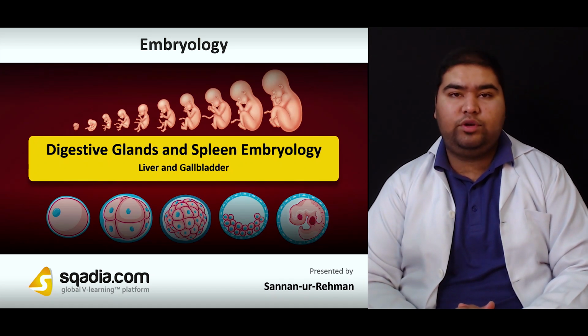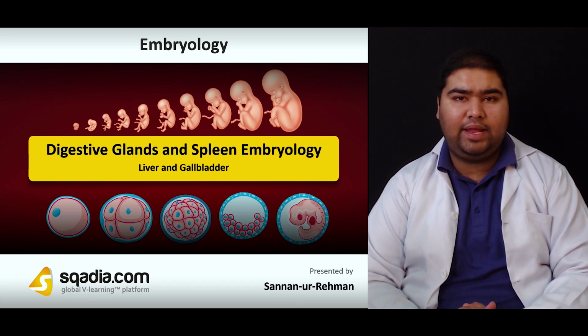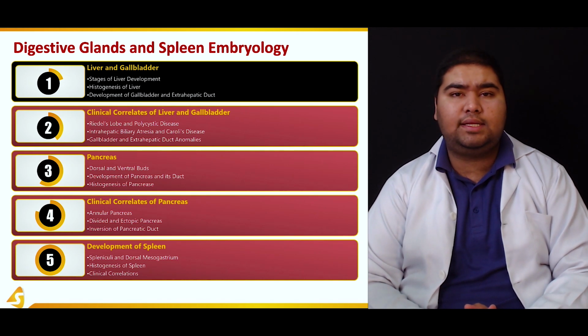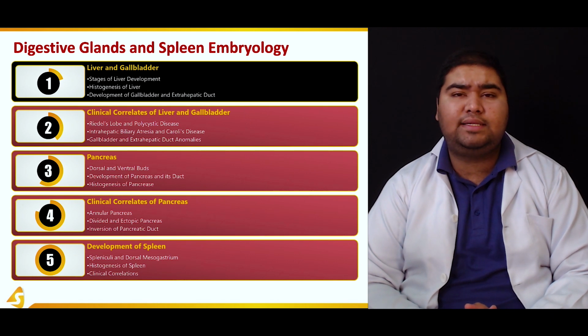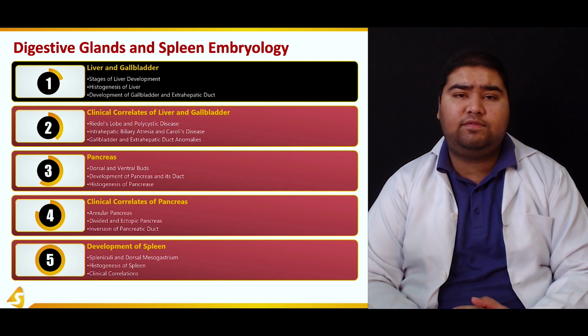Hello everyone, we're talking about the digestive glands in spleen embryology, and in this section we'll be talking about the liver and the gallbladder. This section has been divided into three subsections. In these subsections we'll talk about the various stages of liver development, that is how the liver as a small bud forms and how it finally transcends into an adult organ.